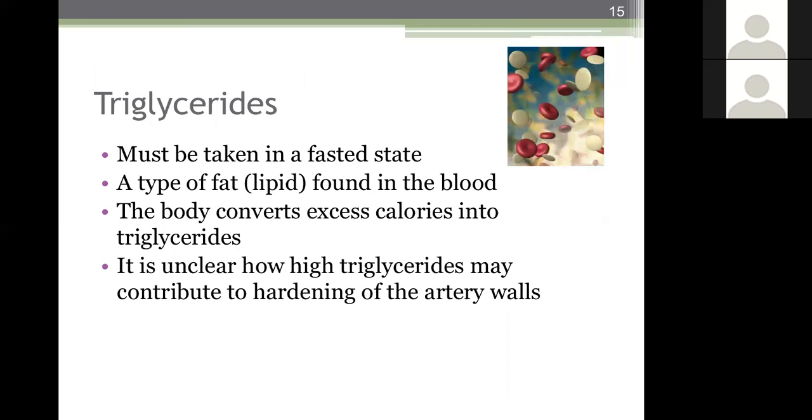Now we get to the lipids, or fats in the blood, and one of them is triglycerides. And triglycerides can be high if you're not fasting.